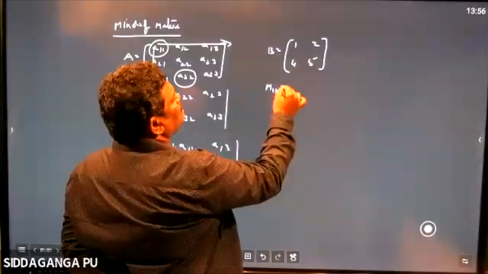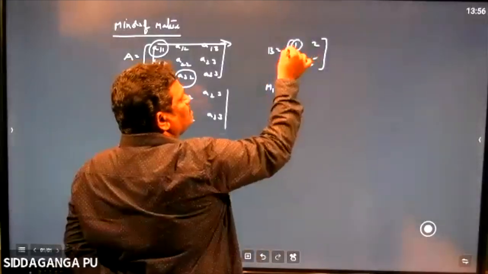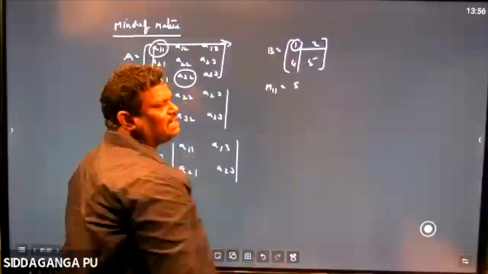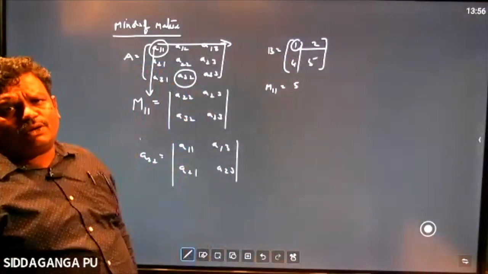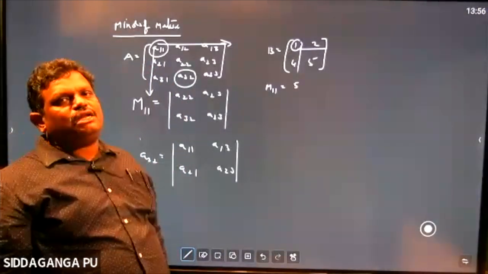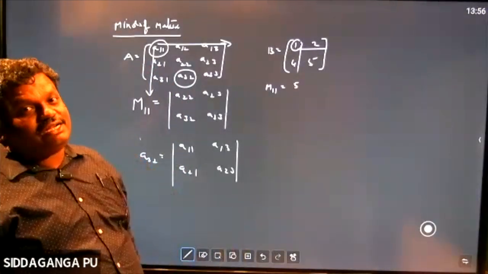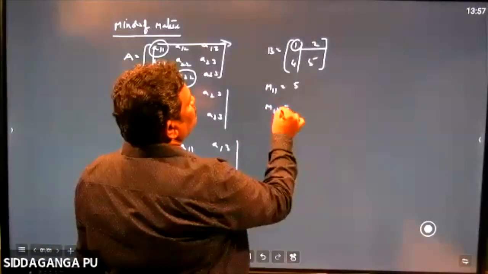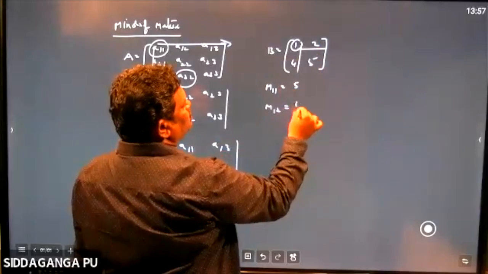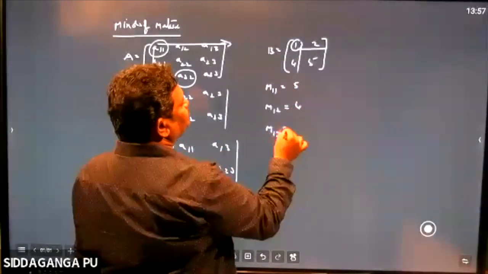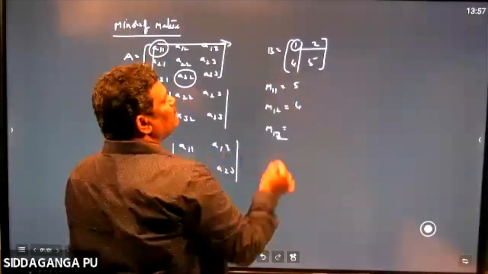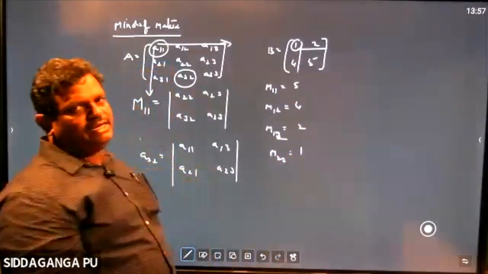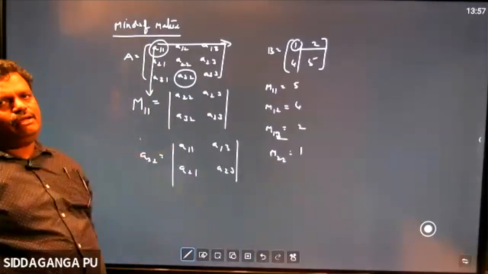Minor of 1 means M11: the corresponding row and column are neglected. The remaining one element is the number itself. Any singleton matrix's determinant is that same number only. Next, M12 means first row and second column, so the corresponding opposite number. M12 is 4, corresponding value. M22 is 1. So these are the minors of the 2 by 2 matrix and 3 by 3 matrix.